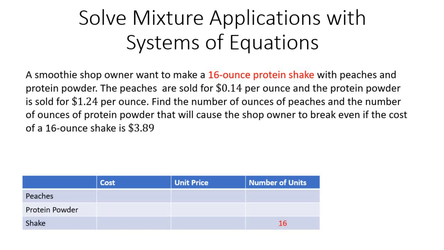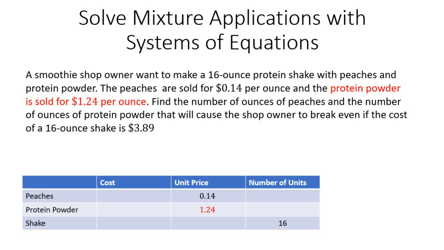Next, I'm going to look at the unit price for peaches. So the unit price for peaches is 14 cents per ounce. So I'm going to put that in the unit price column in the peaches row. And then the protein powder unit price now is $1.24 per ounce. So I put $1.24 in the unit price column of the protein powder row.